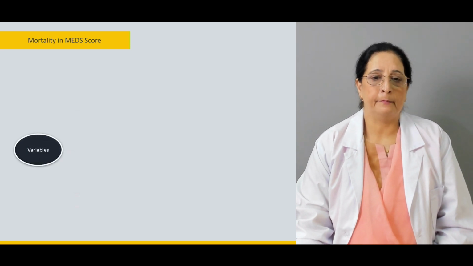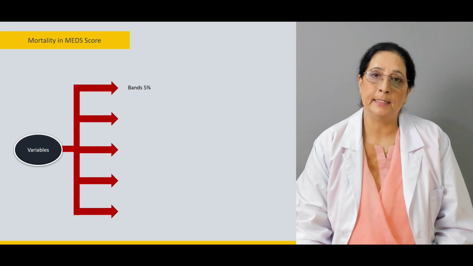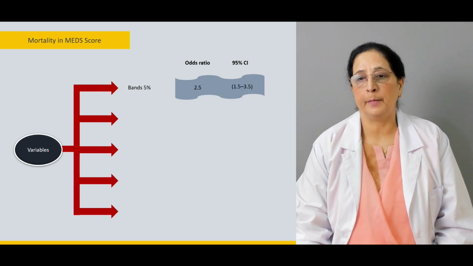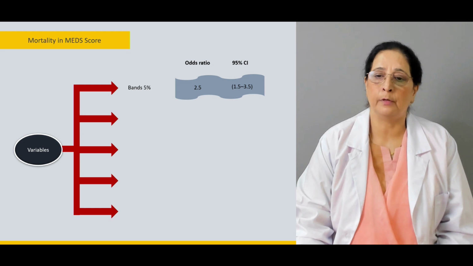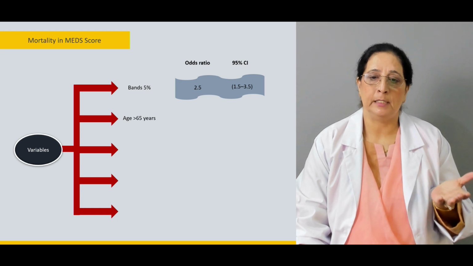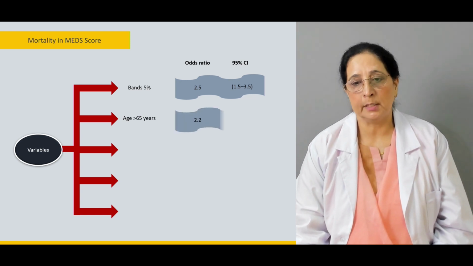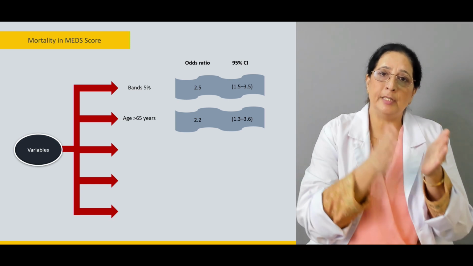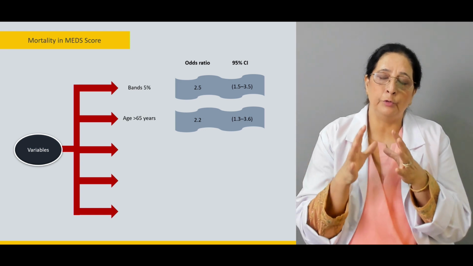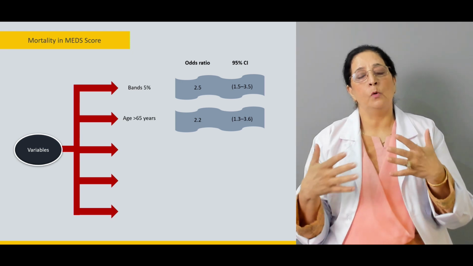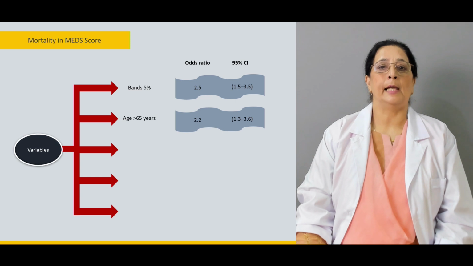Then we have some variables. Bands 5%: odds ratio is 2.5 and 95% CI is 1.5 to 3.5. Age more than 65 years: 2.2 is the odds ratio and 1.3 to 3.6. With the increase in age more than 65, usually the organs are more on the declining side, so there is an increase in the mortality rate.